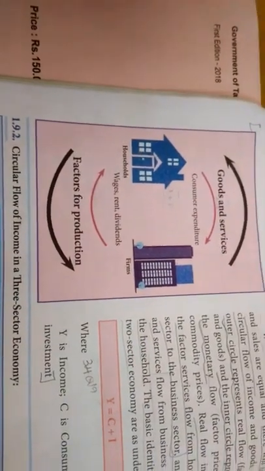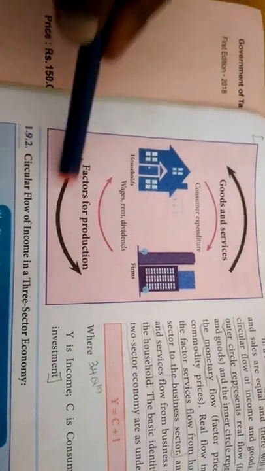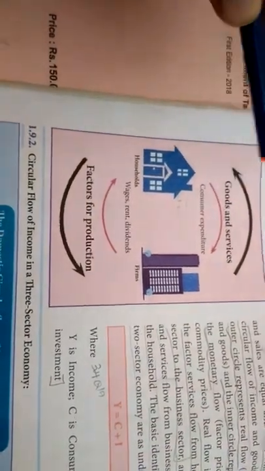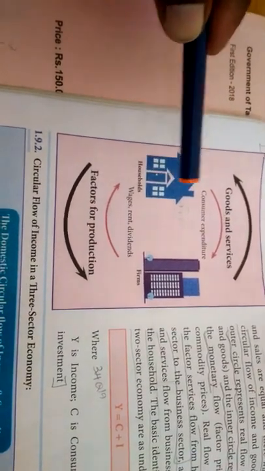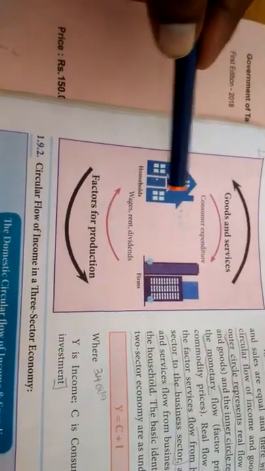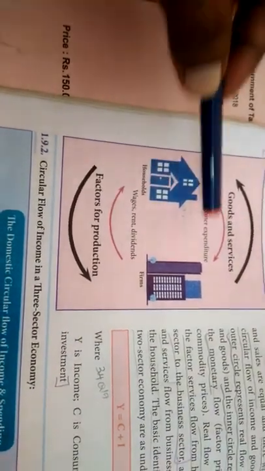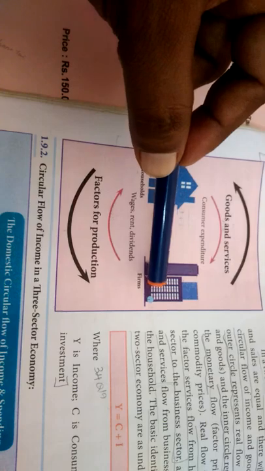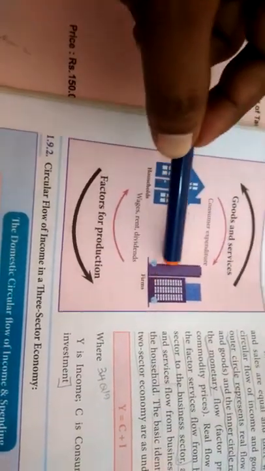So in the two sector model economy, or two sector model circular flow of income, the sales and income will be the same, because whatever amount of income is earned by the household sector automatically goes to the firm itself by way of consuming the commodities produced by the firms, right?